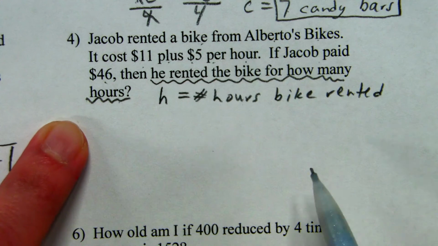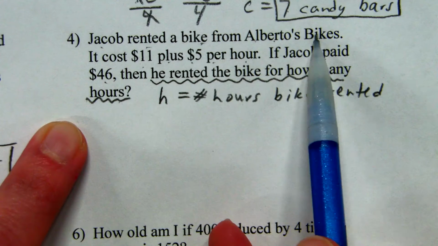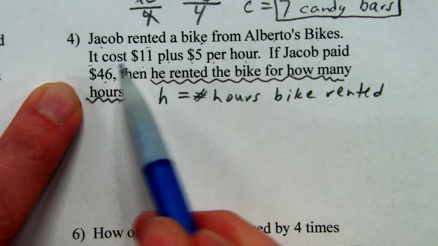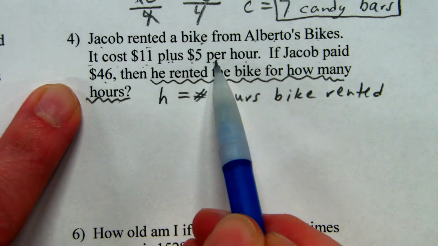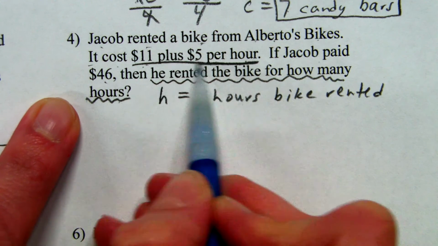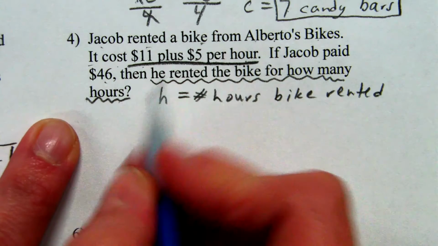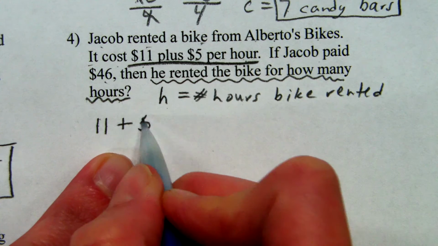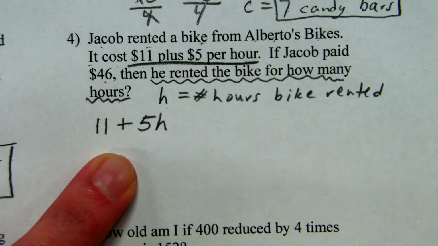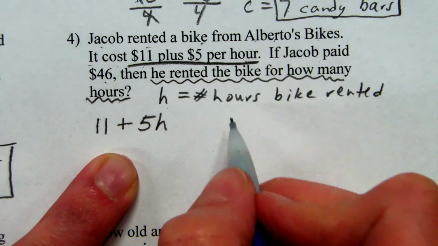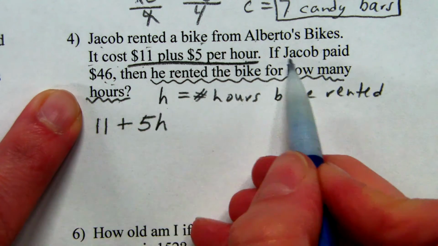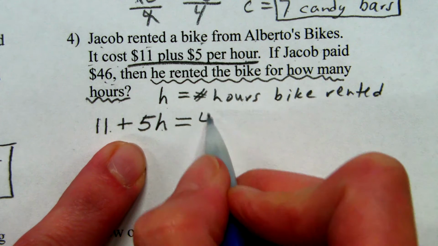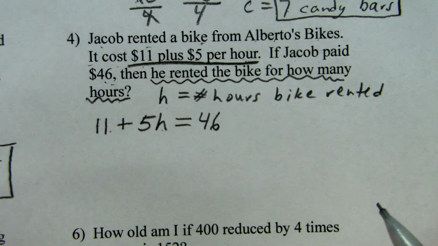Then I'm going to go back to the beginning. Jacob rented a bike from Alberto's Bikes. There's no numbers there, nothing that's really important. It's just letting us know what the problem is about. It costs $11 plus $5 per hour. I love it when they put the word plus in there because that tells me for sure there's going to be a plus sign. So he pays $11 plus $5 per hour. So that means $5 times the number of hours that he rented the bike. And then the total was $46. Jacob paid $46. If I take the $11, add on the $5 per hour, the total is $46. So that becomes the other side of the equation.